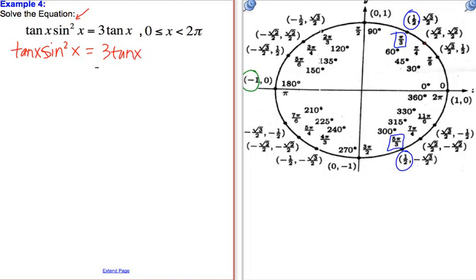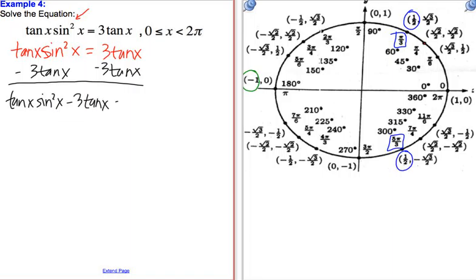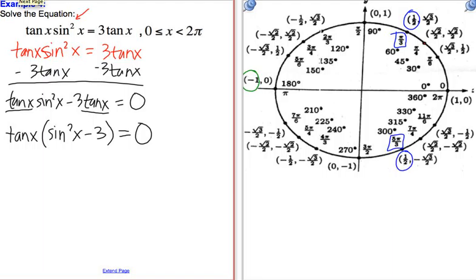So we're going to take tangent of x sine squared of x equal to 3 tangent of x. What I see is if I subtract 3 tangent of x from both sides, I will have two terms on the left, tangent of x sine squared of x minus 3 tangent of x, equals 0. So I see that they have a common factor of tangent of x, so I'm going to factor it out. Tangent x times sine squared of x minus 3.